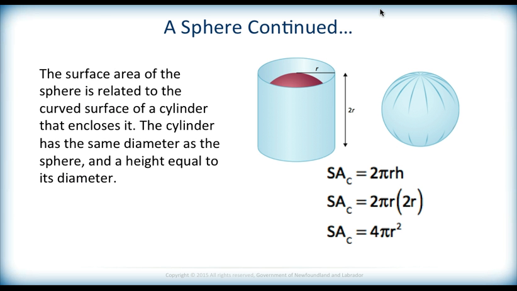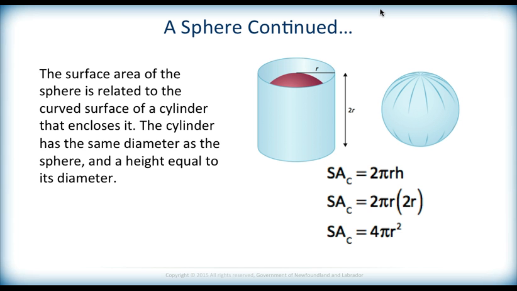The surface area of a sphere is related to the curved surface of a cylinder that encloses it. The cylinder has the same diameter as the sphere and a height equal to its diameter. From here, as we can see from the diagram, the sphere is enclosed in the cylinder. If we look at the formula as given, we can develop the formula for a sphere. Keep in mind that a cylinder has a curved surface and two circular areas. At this time, we are only concentrating on this curved surface.